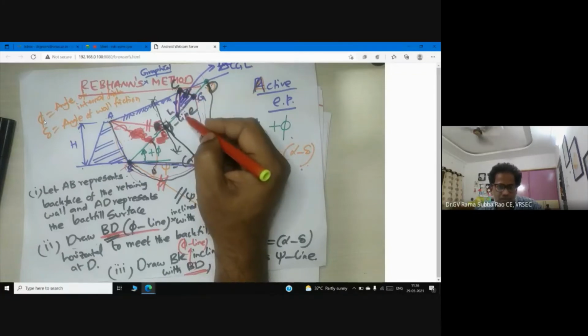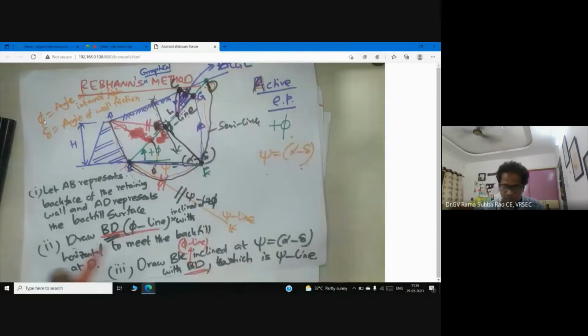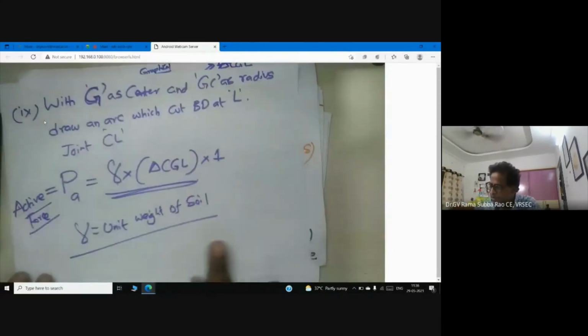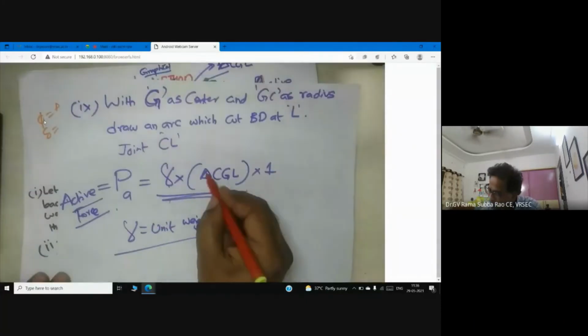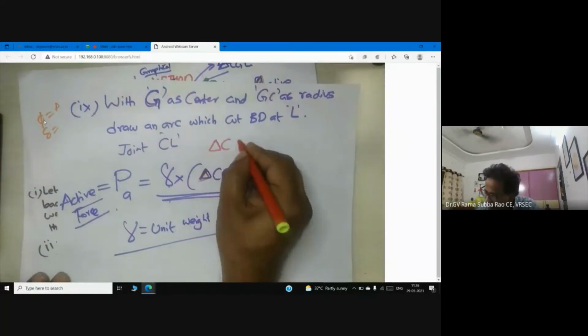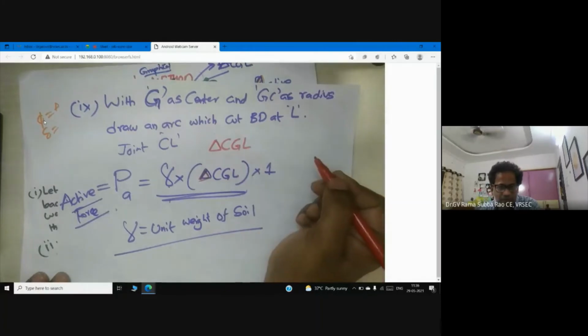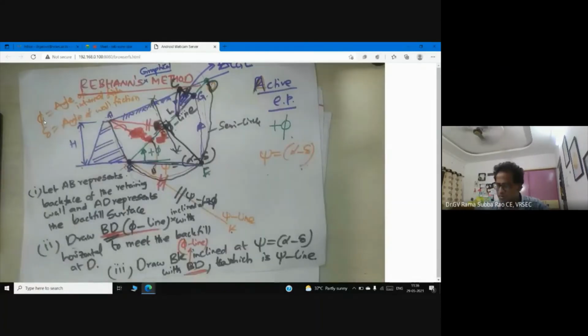That is nothing but the active force. Area of this triangle is active force. That I would like to write here. You see, active force is equal to gamma into... So please remember this triangle CZL.